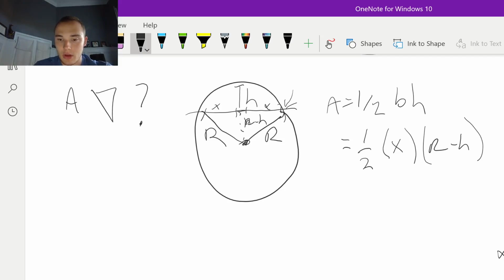X is equal to the square root of 2rh minus h squared, because you can see that when you distribute the negative, the r squareds will cancel, and you will end up with a positive 2rh minus h squared, because the negative distributes. So now we can just plug this x right back into our equation up here for the area of the triangle. So we have area of triangle equals 1/2 times the square root of 2rh minus h squared times r minus h.